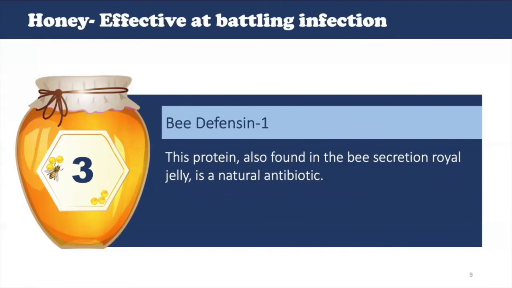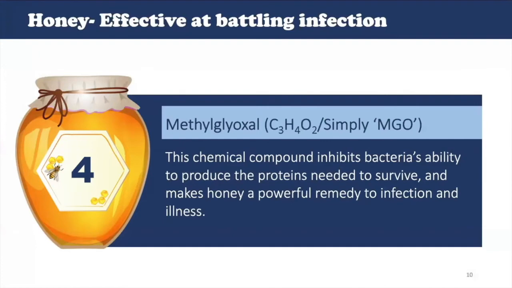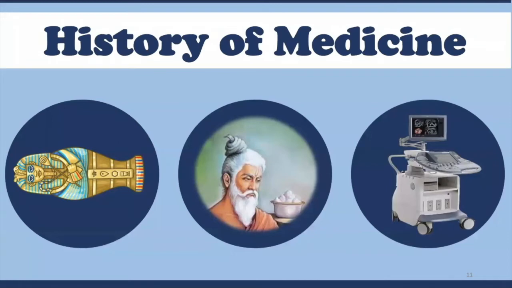Defensin-1, a protein that has been used as a natural antibiotic, is one of the key secretions by the bees in the royal jelly, another important aspect or feature of honey. Methylglyoxal, a chemical compound, inhibits bacteria's ability to produce the proteins needed for it to survive and makes honey a powerful remedy to infection and illness. So these are some of the key properties that have made honey a very vital medicine over the years.